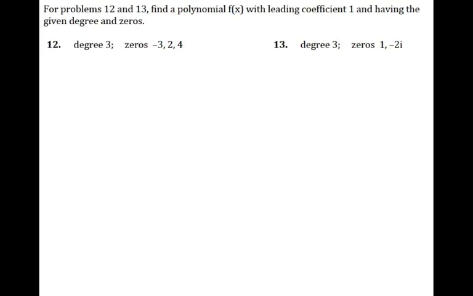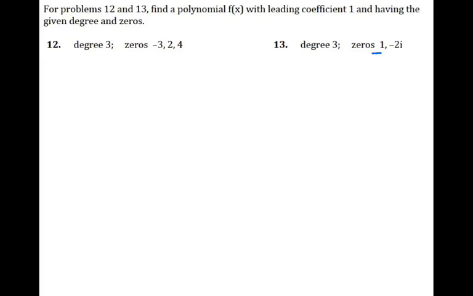12 and 13, find a polynomial f of x with a leading coefficient of 1 having the given degree and zeros. Again, I'm just going to do one of them because the process is the same for both. The degree for both of these is 3, which means in the end you should end up with an x cubed. So if I look at 13, I have 2 zeros. I have one at 1 and one at negative 2i. But I'm supposed to end up with an x cubed, which means I should have 3 zeros.